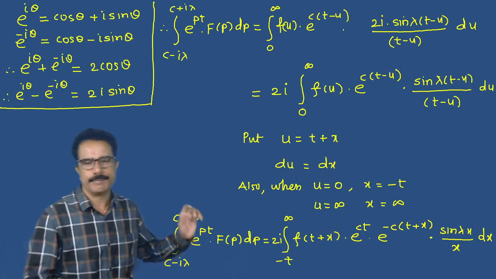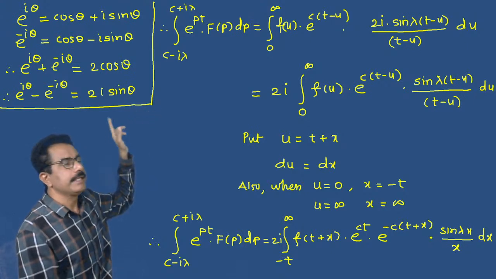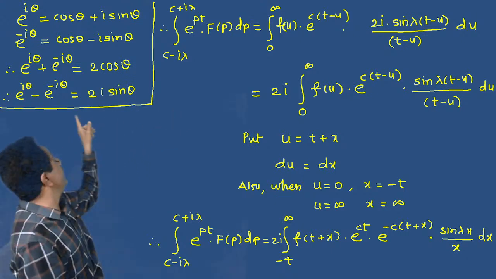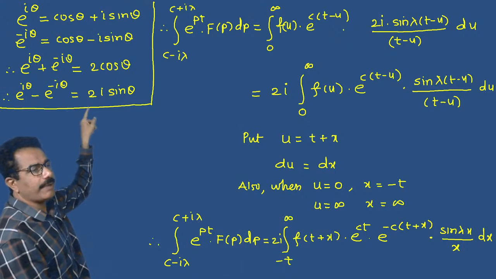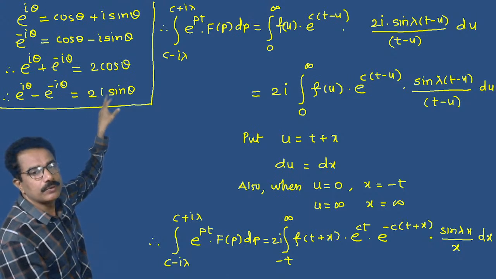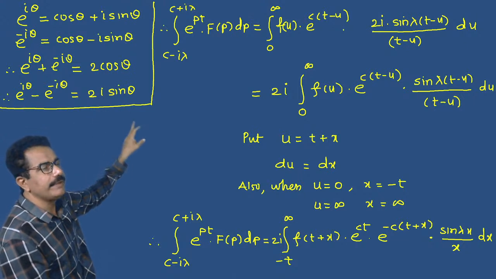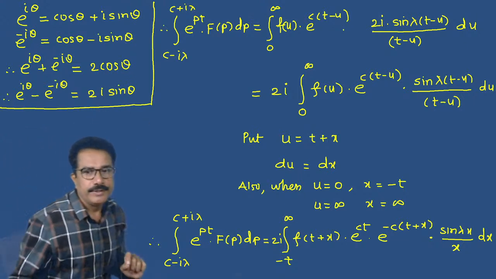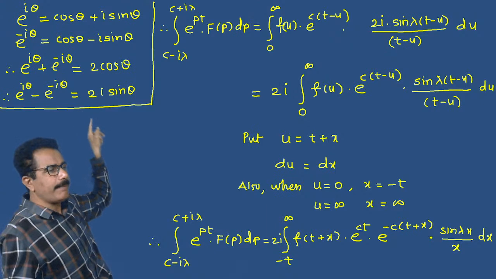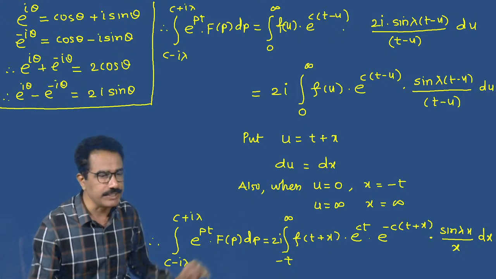So, I shall write here. Actually, the basic formula regarding e raised to i theta is cos theta plus i sin theta. E raised to minus i theta means cos theta minus i sin theta. So, by adding these two equations, e raised to i theta plus e raised to minus i theta, we will get 2 cos theta. And e raised to i theta minus e raised to minus i theta gives 2i sin theta. We can use this last formula here.